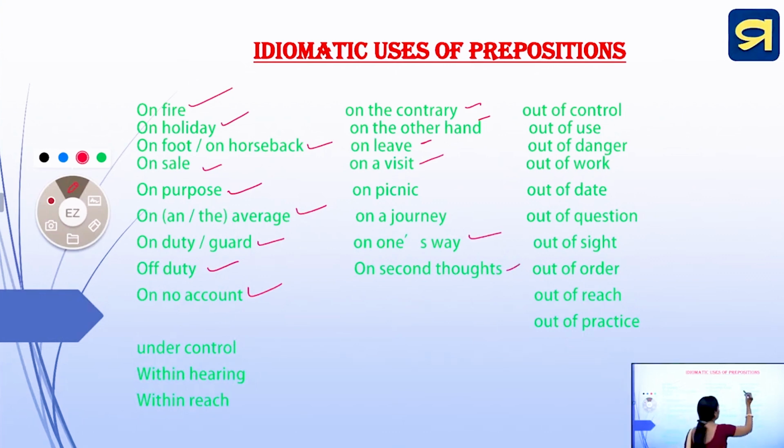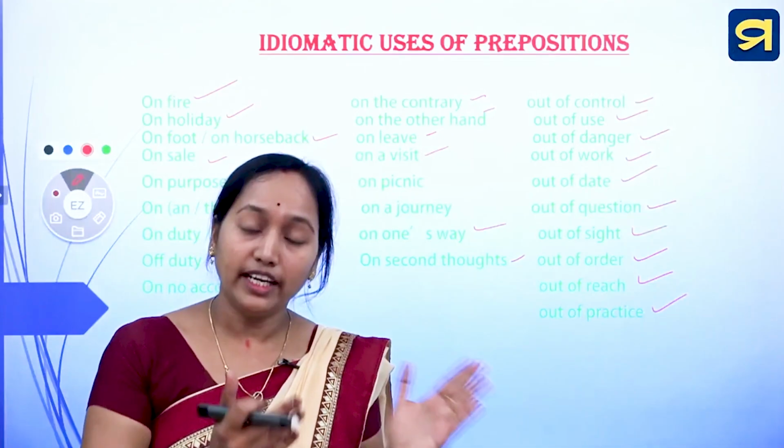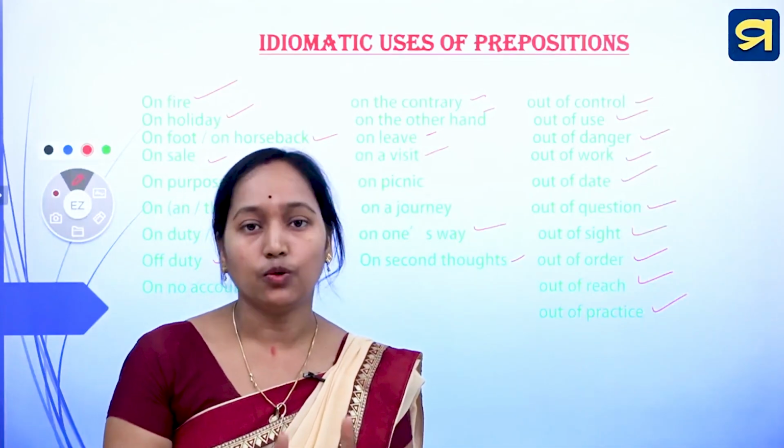Next, out of control, out of use, out of danger, out of work, out of date, out of question, out of sight, out of order, out of reach, out of practice, and the last three, under control, within learning, within reach. So students, all these idiomatics are given in your textbook. I will tell you one thing: learn all these idiomatics by heart, and it will be easy for you while doing your activities.